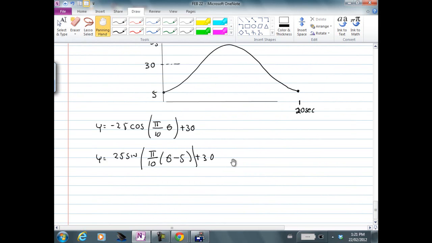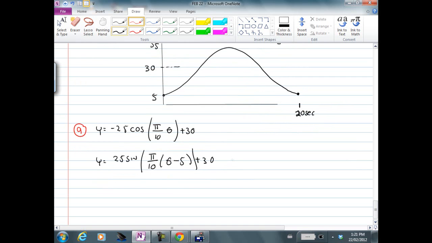Question? This one? Here? Because that's the lowest position. 25 meters is the radius, 30 is the center. So the bottom of the wheel has to be 5 meters from the ground. Question?